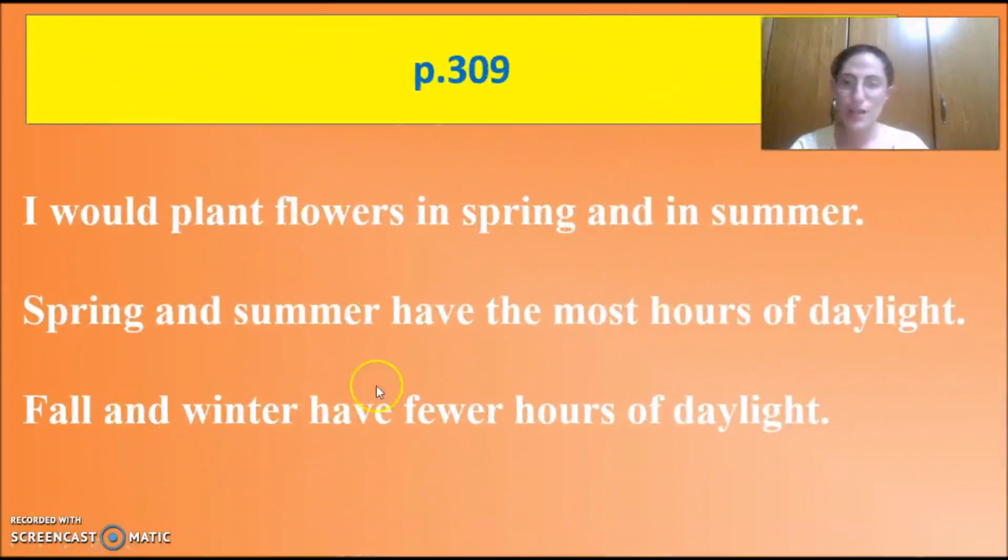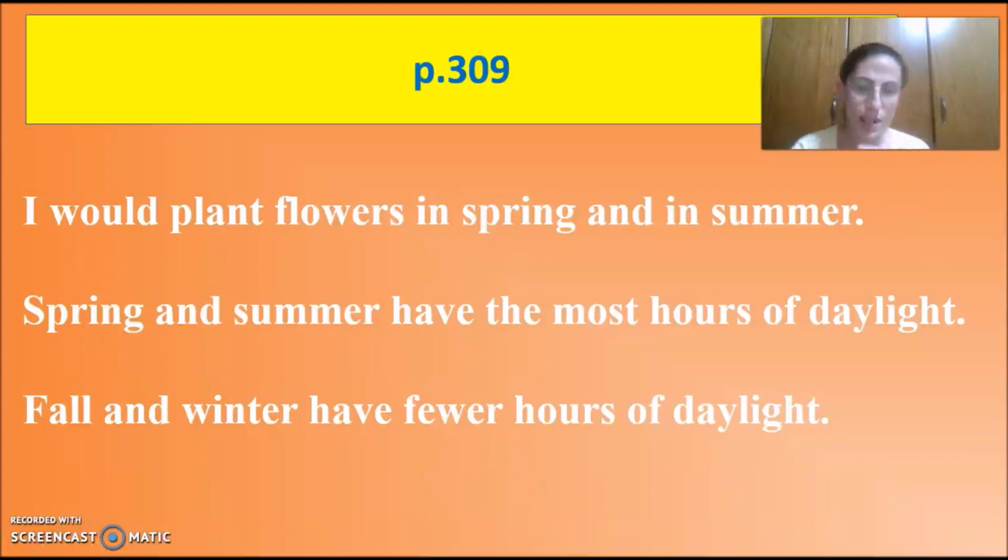So, we write on the lines on page 309, I would plant flowers in spring and in summer. Spring and summer have the most hours of daylight. Fall and winter have fewer hours of daylight. So I'm going to read it one more time. I would plant flowers in spring and in summer. Spring and summer have the most hours of daylight. Fall and winter have fewer hours of daylight, as we said, due to Earth's rotation around the sun.